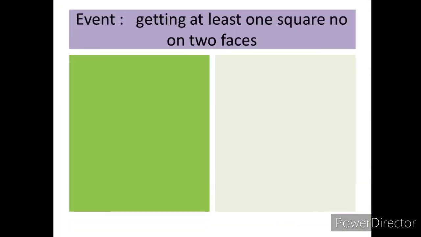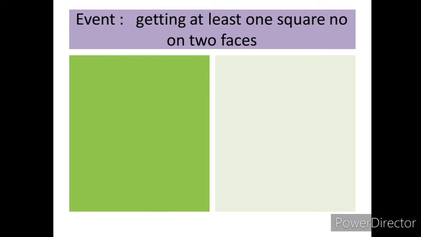So the problem is like this: getting at least one square number on two faces. First of all, you have to remember what the square numbers are: 1, then 4, then 9, then 16, 25. These are the square numbers. But which square numbers can we find in the sample space among 36 outcomes? Just you can find two square numbers only.